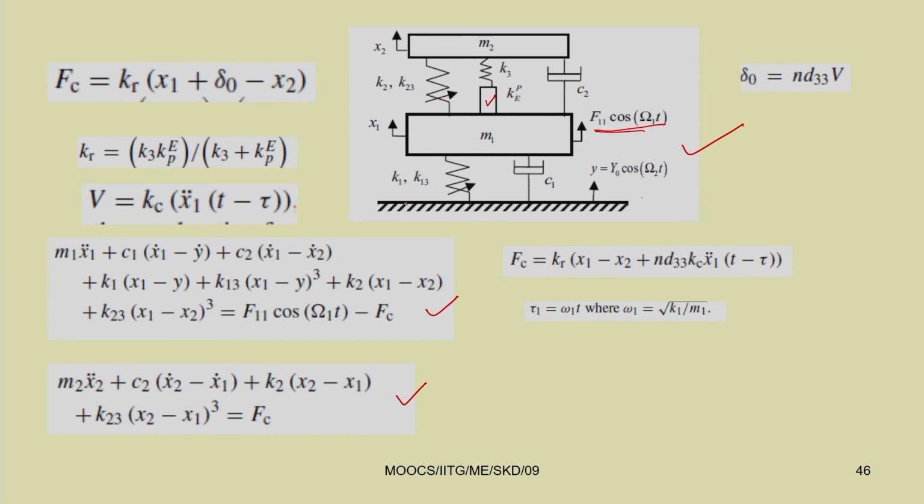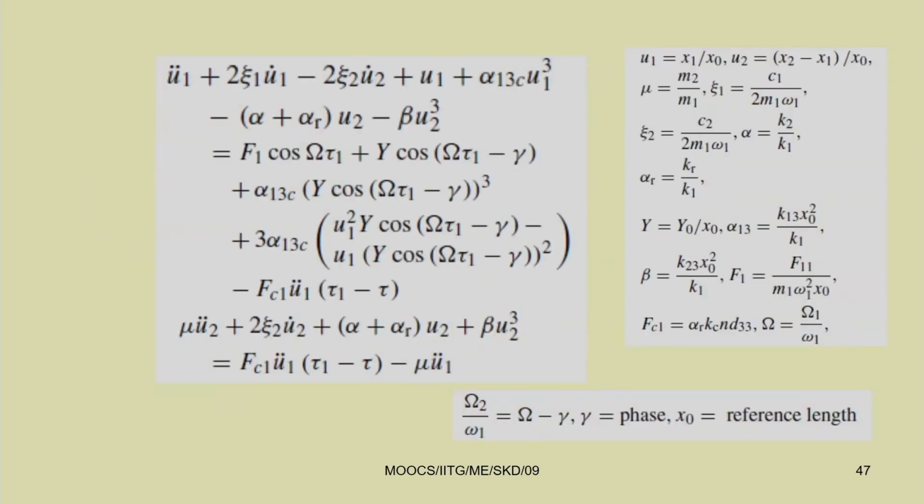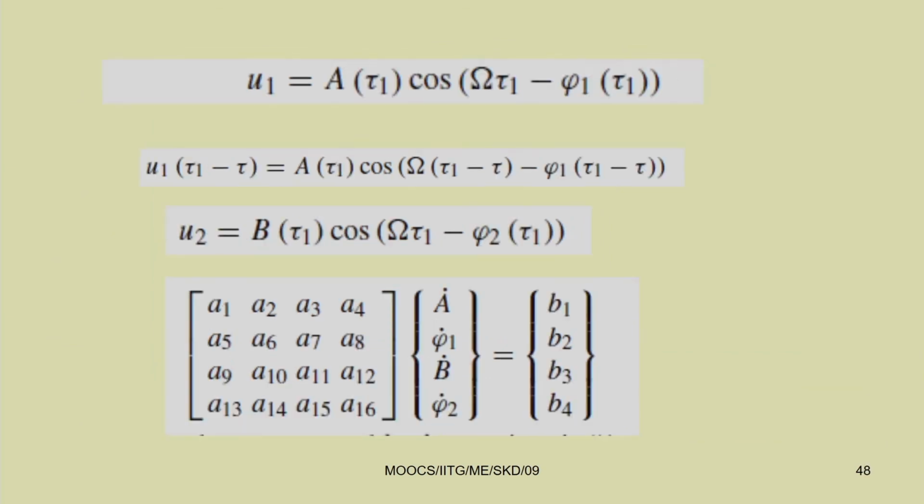Two nonlinear springs are used here. The spring force will be K1 x1 plus K... no, this is vibrating with y, so the relative displacement of the spring will be x minus y. So it will be K1 into x1 minus y plus K13 into x1 minus y cube. Similarly, here also we have a nonlinear spring. One can easily write down the equations of motion, which are nonlinear equations of motion. In these nonlinear equations of motion, you can use the harmonic balance method.